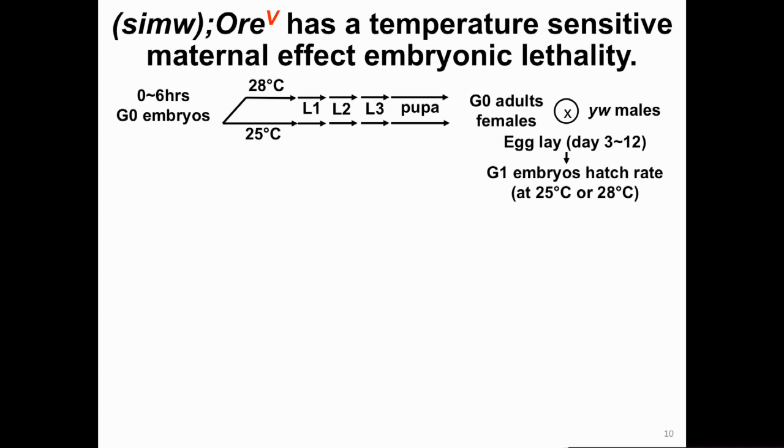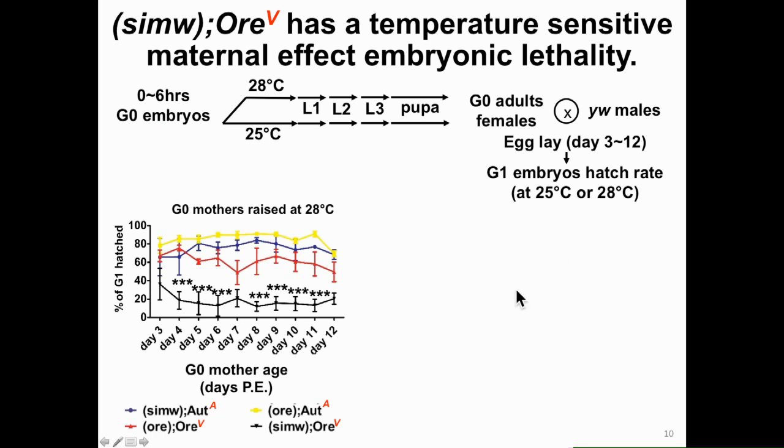So next, we decided to look at what happens to the next generation, to those embryos that were being generated. Similarly, here we collected newly eclosed G0 adult females and crossed them to yellow-white males. Here we're looking at the hatch rate of G1 embryos. From this figure, you can tell that in the incompatible strain, the embryos from these females have a much lower hatch rate compared to other compatible strains. And to remind you, the black strain is our incompatible strain.